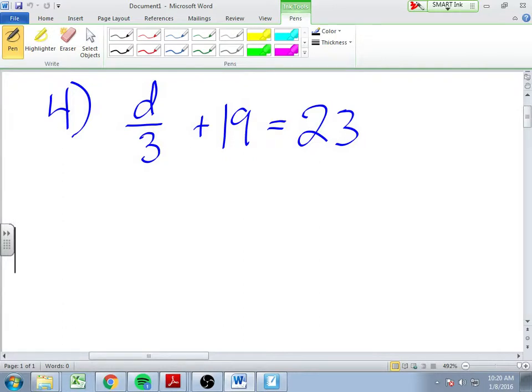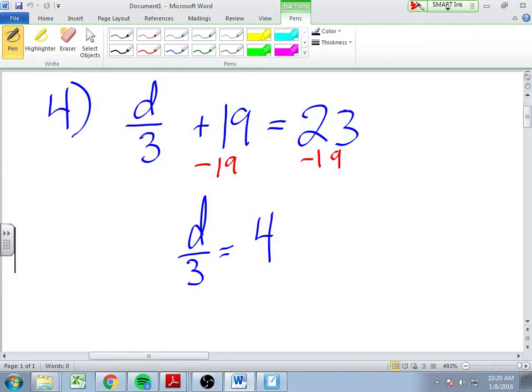Nope. Here's the problem. If you try to multiply first, you would have to multiply the 19 by 3 also. This is why we do not multiply or divide first. First thing we do is undo addition or subtraction. So instead we would subtract the 19 from both sides. And then we would get 4. So d divided by 3 equals 4. And then we would divide by 3.